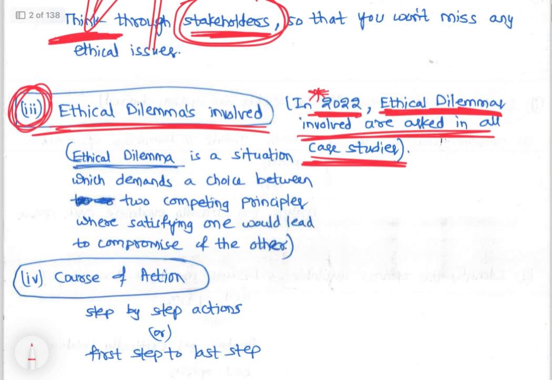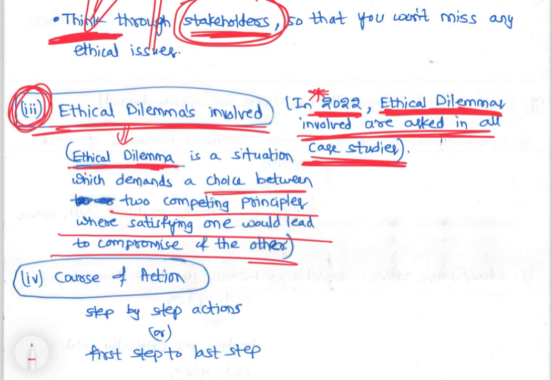So see, then we will discuss, we need to write ethical dilemma क्या है. So ethical dilemma we have already discussed in the section A part, is a situation which demands a choice between two competing principles where satisfying one would lead to compromise of the other, right? We'll discuss, right? जब cases discuss करेंगे.